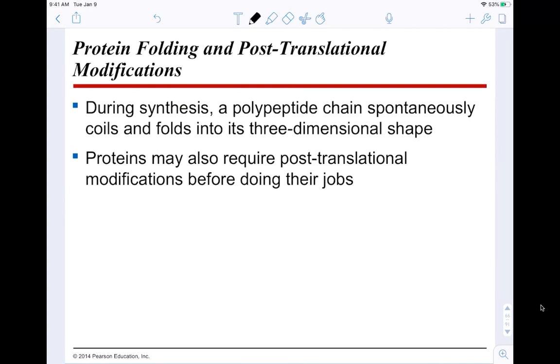Protein folding and post-translational modifications. During synthesis, a polypeptide chain spontaneously coils and folds into a three-dimensional shape, which we know includes alpha helices and beta sheets as some of our simpler structures. And then we get into our tertiary and quaternary structures, which have multiple polypeptide chains all put together, depending on the type of protein. Proteins may also require post-translational modification before actually doing their job.